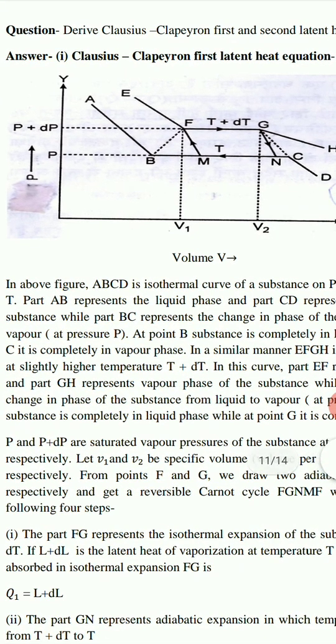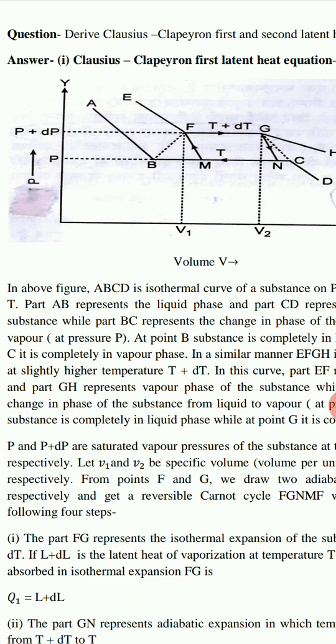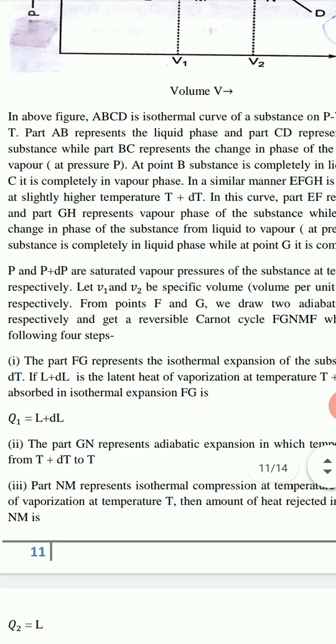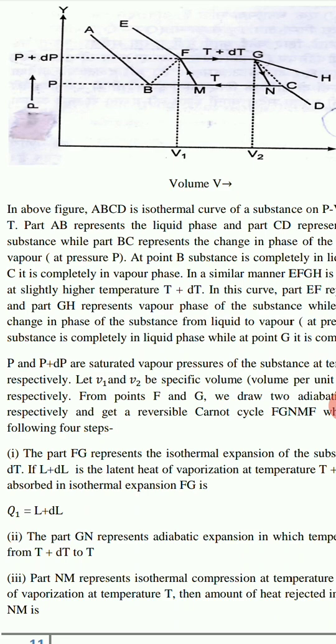At temperature T, we see that saturated vapor pressure is P, and at temperature T plus dT, this saturated vapor pressure is increased slightly, and it now becomes P plus dP. Let V1 and V2 be specific volumes at point F and point G. Specific volume means volume for unit mass. We consider material of unit mass, then V1 and V2 are volumes of unit mass.